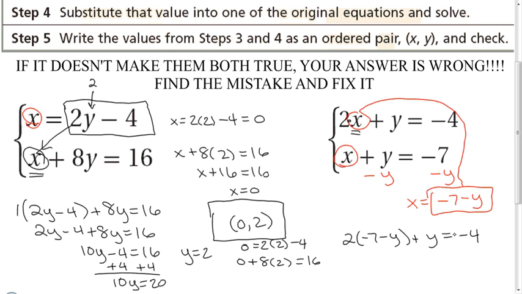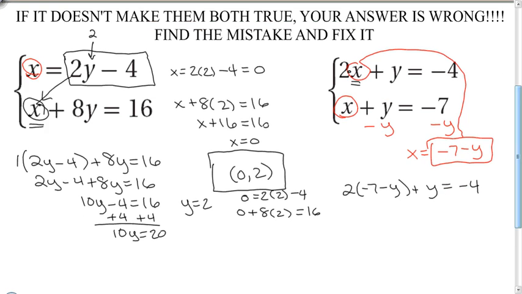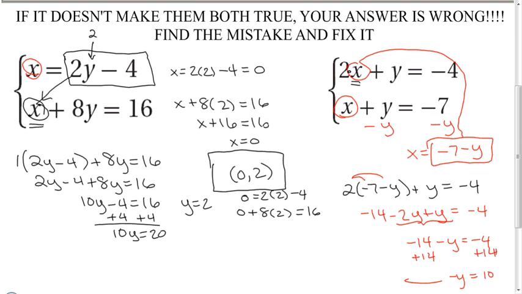Again, you have an equation with only one variable. If we go through and solve this now, I'm going to distribute the 2 first and get negative 14 minus 2y plus y equals negative 4. And combining like terms over here gets me negative 14 minus y equals negative 4. So if I add 14 to both sides, I can get that negative y equals 10. So that means that dividing by negative 1, y has to be negative 10.